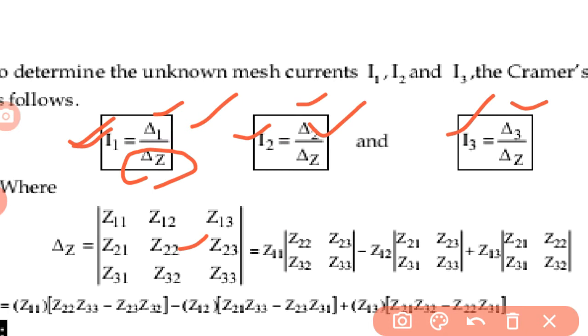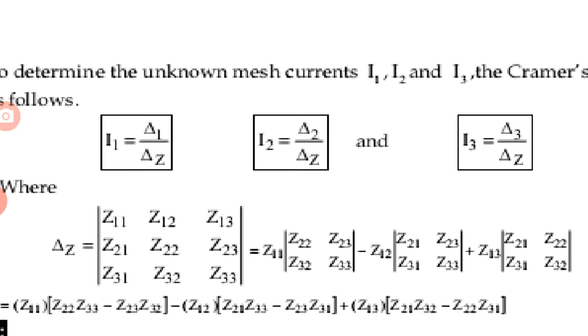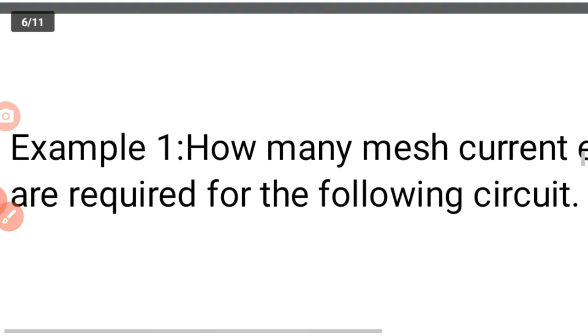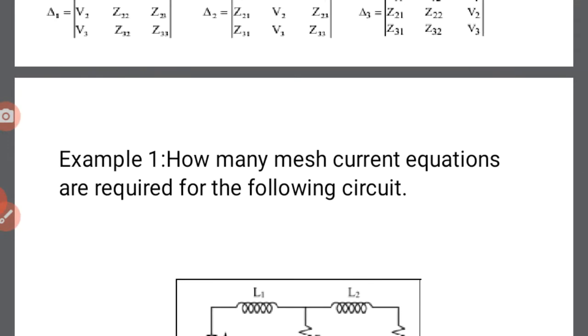So I1 is equal to, for loop 1, delta 1 by delta Z, I2 is equal to delta 2 by delta Z, I3 is equal to delta 3 by delta Z. So this one is Cramer's rule. Next go for some of the examples. Some of the examples means how many mesh equations are required for the circuit.